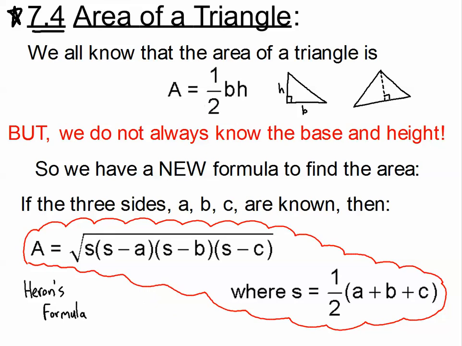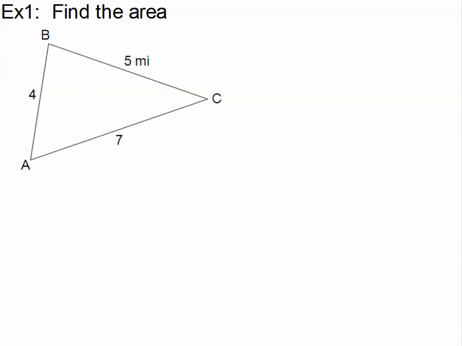Okay, so let's go ahead and use this to calculate the area of this triangle. I've put units on one of the sides so that we know that we're talking about miles. So we've got the three side lengths. The first thing we should probably find is s. s is going to be 1/2 the three sides added up, 4 plus 5 plus 7. So that's 1/2 of 16. So that's 8. So we know s is equal to 8.